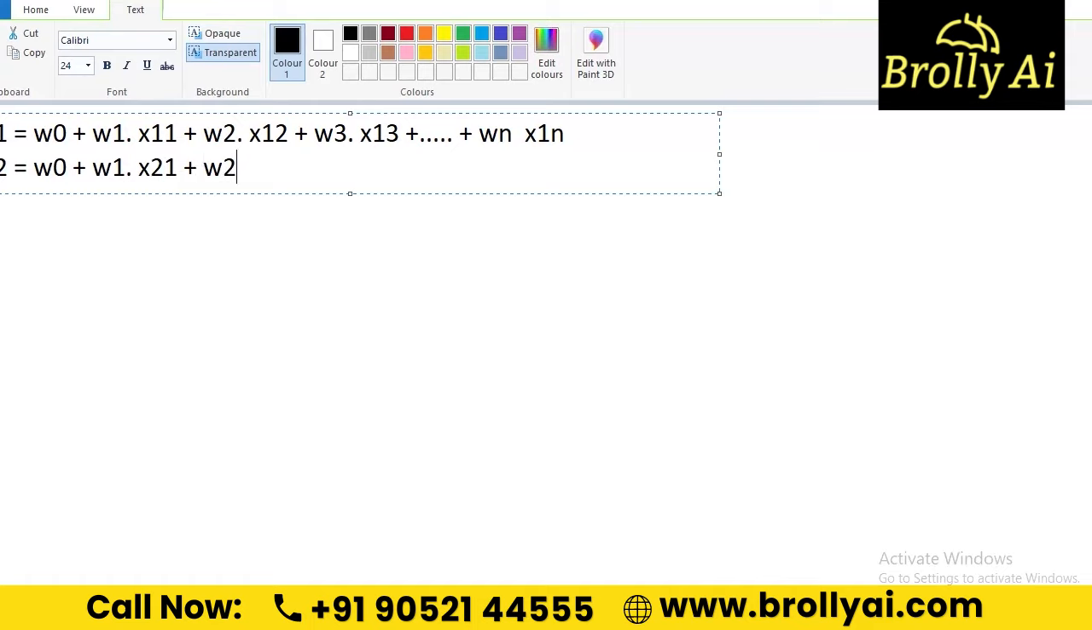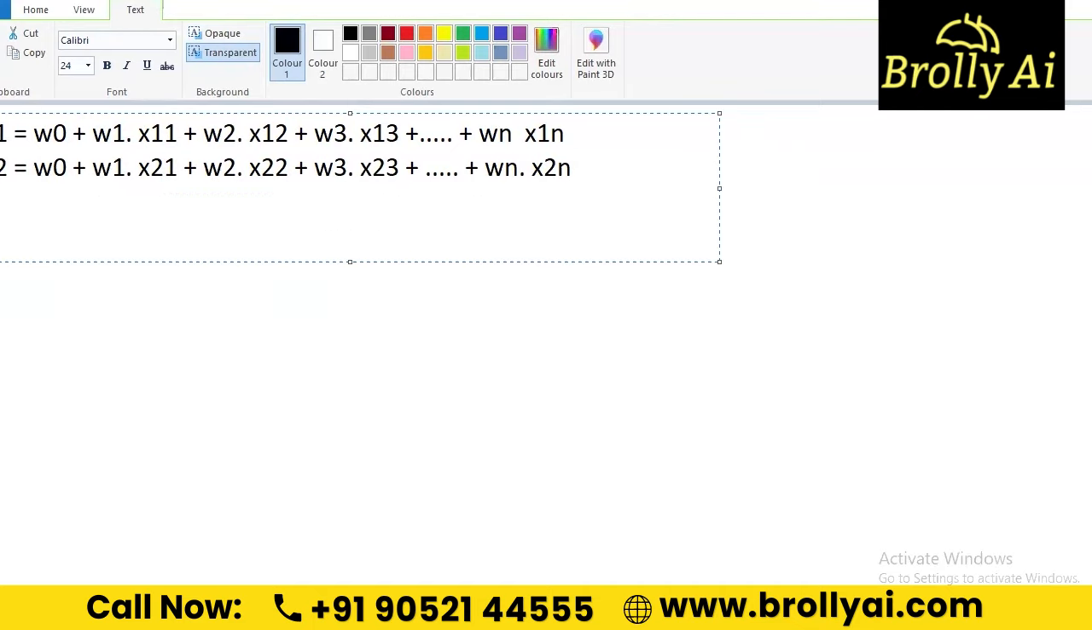Plus W2 into second row, second column. Plus W3 into second row, third column. In this way, so on. Wn into X second row, nth column. In this way, think that you have m rows.